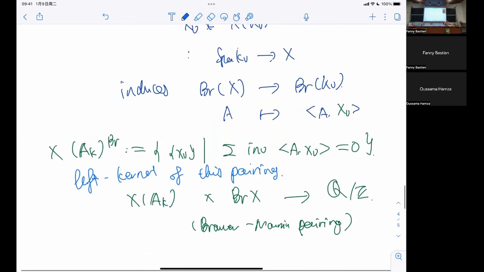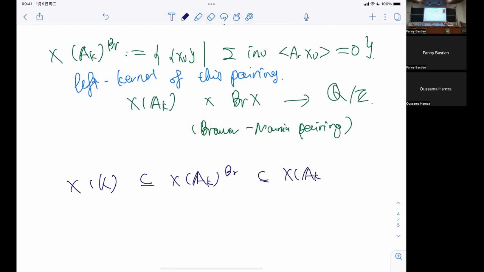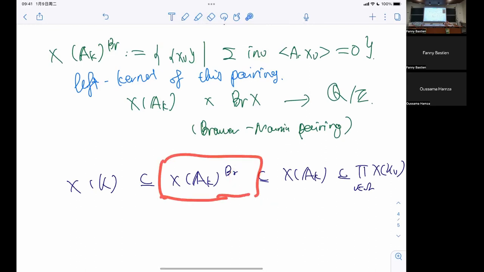Okay, so in some sense, it gives a compatibility condition for global points, where global points should lie in the set of local points. So actually we have an inclusion like this. At the very beginning, naively, if the local-global principle holds, it would mean that we have equality throughout, but it's not the case. In most of these cases, we have a proper strict inclusion here. So the Brauer-Manin set is a proper subset of the set of local points.